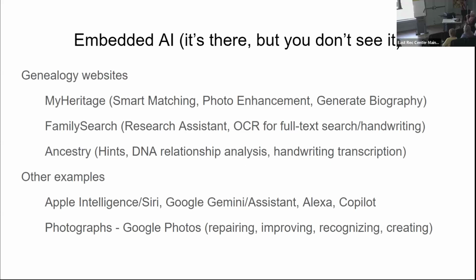So these are examples of what is called embedded AI. It's there, but you don't see it. If you use MyHeritage, they do smart matching, which is a lot like the Ancestry Hints. They do photo enhancement, and if you have somebody's information in there, they'll write you a biography of the person, and it's a pretty decent biography. FamilySearch does optical character recognition for full text search and handwriting. I think everybody remembers that this was the basis for getting the 1950 census online as fast as we did. And at Ancestry, almost all the DNA relationship stuff is coming through AI.